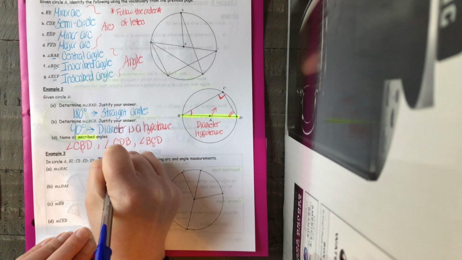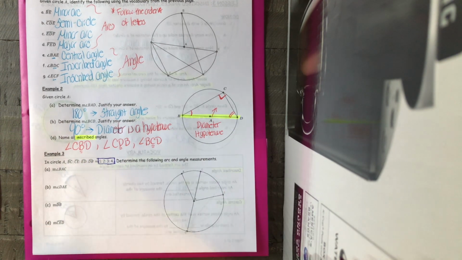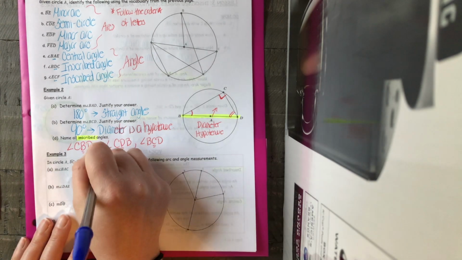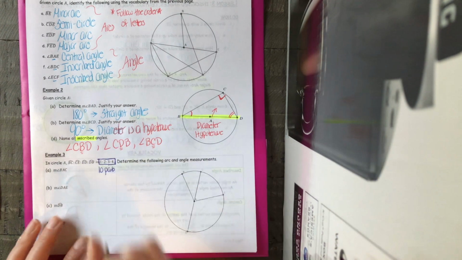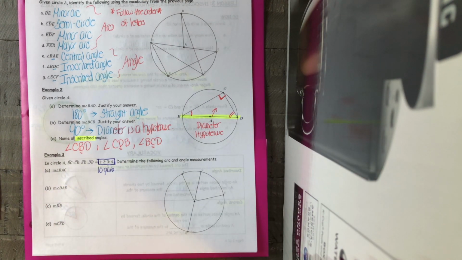Anytime you had seen a ratio set up like this, we always had you add it up to parts. All right, so 4 plus 3 plus 2 plus 1 gives me 10 parts. Anytime you see a ratio, always add it up for the parts. Now if I continue to read, it says determine the following arc and angle measurements. So they're asking me to find these 4 pieces here.